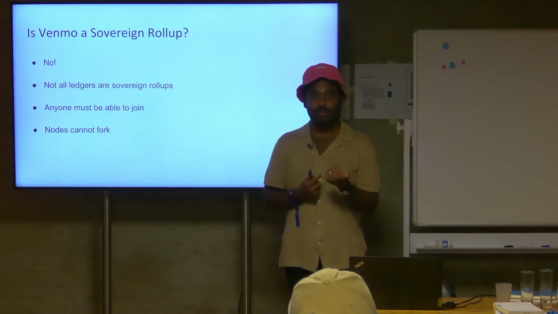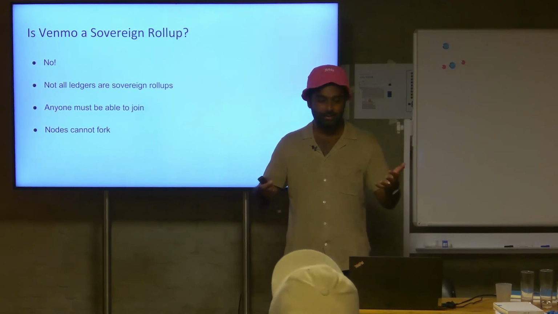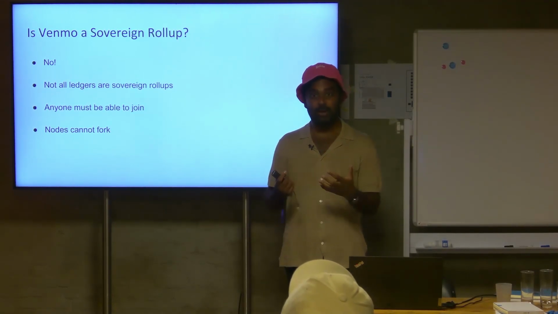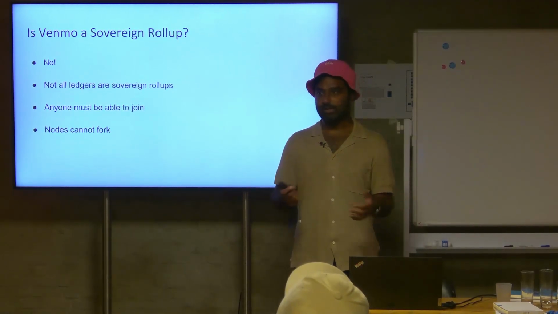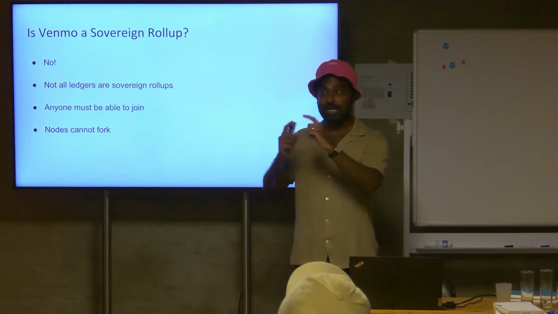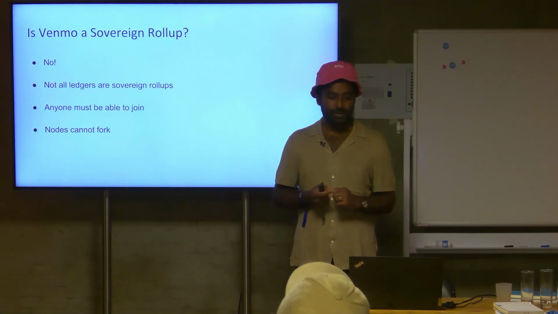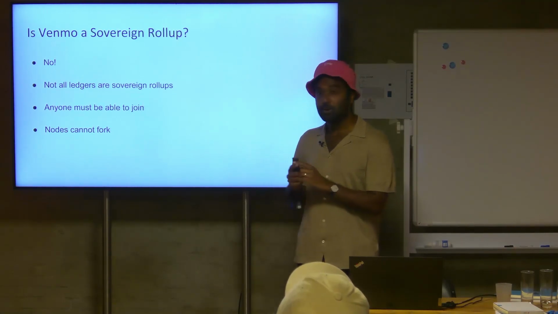So it is indeed a ledger. We just described all these things, it defines a ledger. But it is not a permissionless network, and not everyone can join as nodes. So if I want to join the Venmo network to kind of just observe data, it's not possible. It's gated through the Venmo servers. And even more importantly, nodes can't fork.